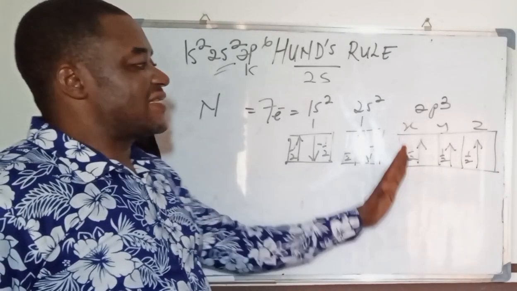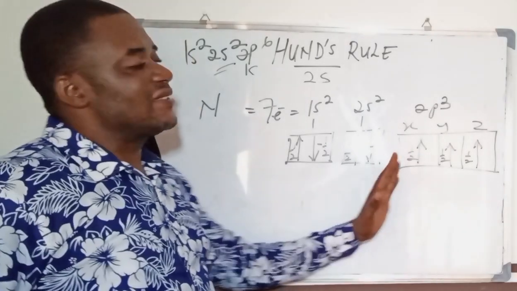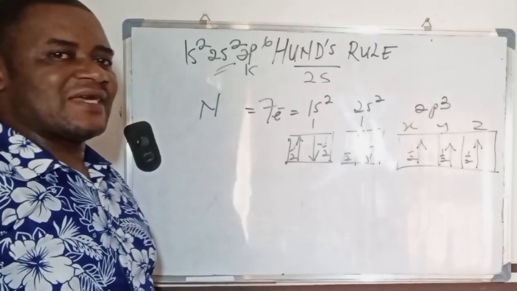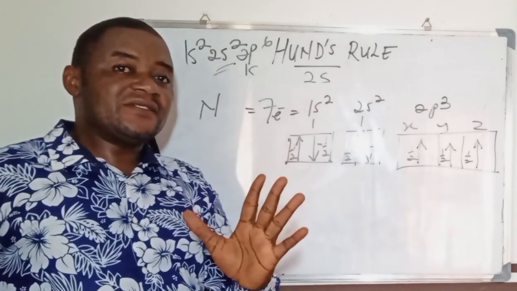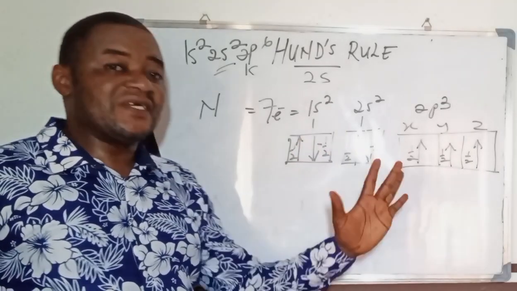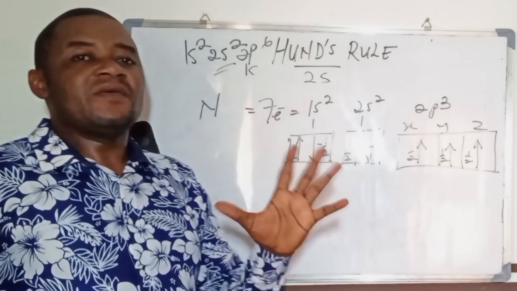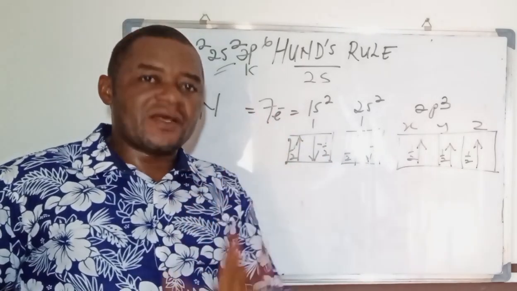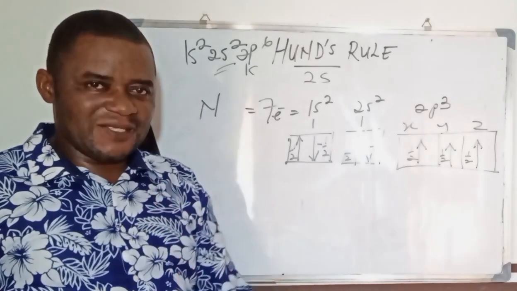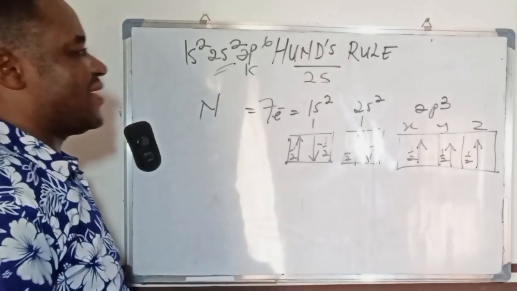You must make sure that they are singly filled first and the spins are the same. You must understand that the basic thing that describes Hund's rule is that they must be singly filled through the orbitals that are degenerate before they are doubly filled, and the spins of the singly filled must be parallel. That means they must be the same. Now, you can go on and on.